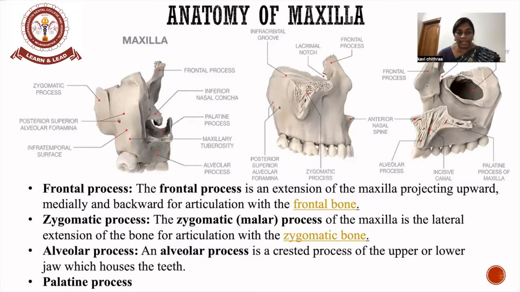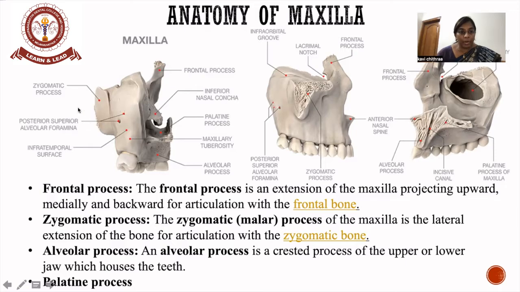So anatomy of maxilla. You must have all read it in the anatomy class during your first year. The maxilla is actually the second largest bone in the face. It forms three main boundaries. Each maxilla has 5 parts, which is nothing but the body and 4 processes. So the 4 processes are frontal process, which is an extension of the maxilla projecting upward, medially and backward for articulation with the frontal bone.